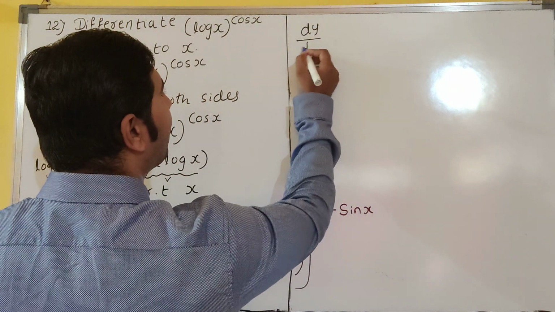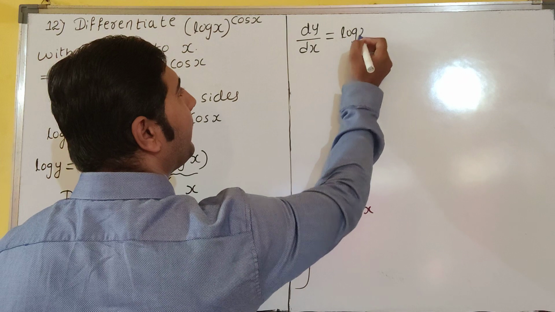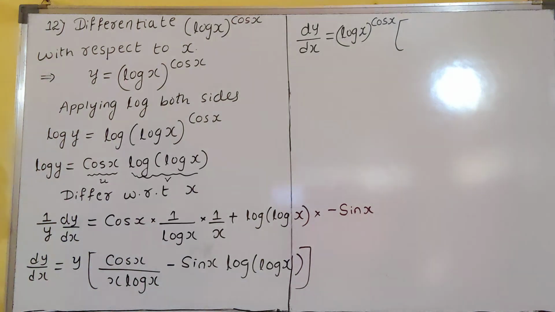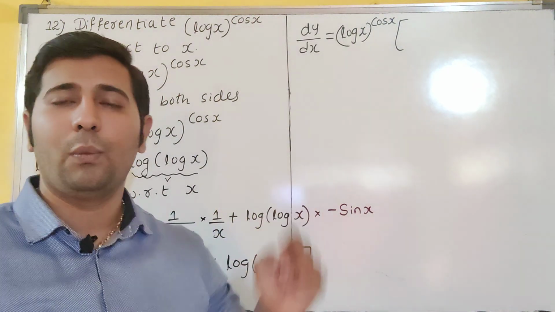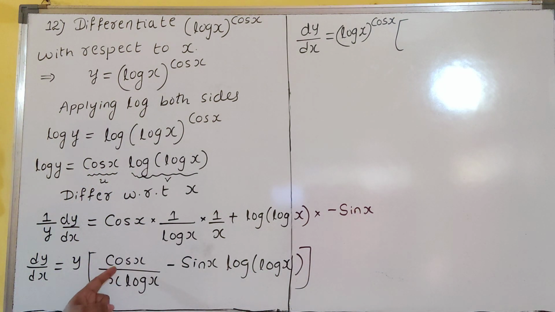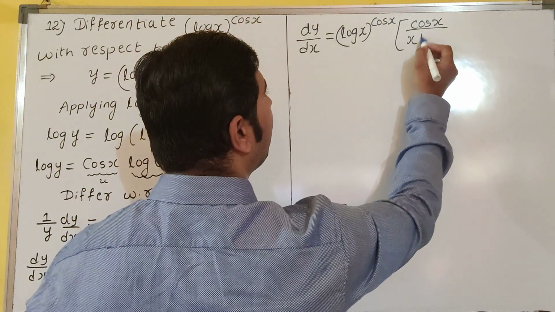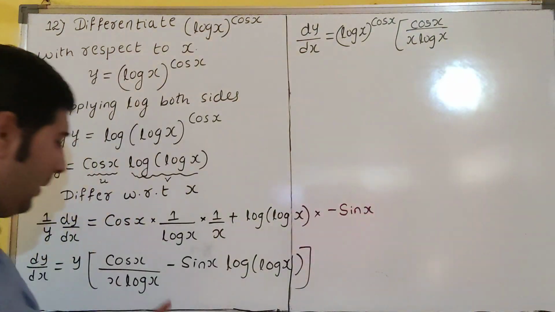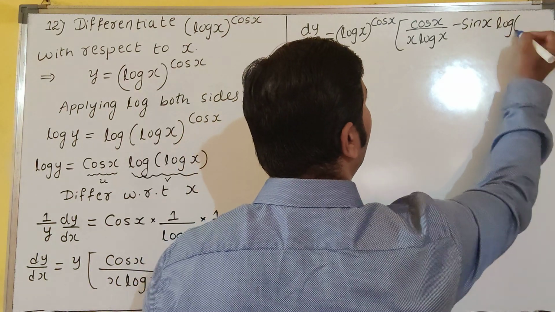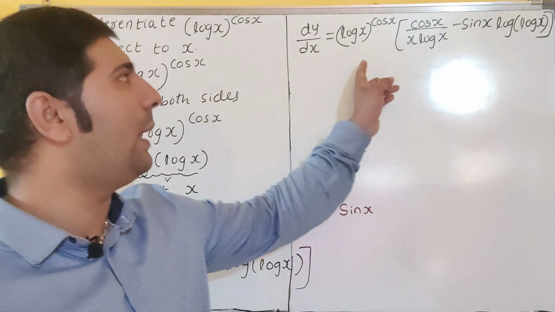So therefore dy by dx will become what? What is the y value? Log x raised to cos x. Please don't forget in the exam. Otherwise some of the lecturers will remove your marks, dear students. When you score more than 95 or 99, 100, that time they will check it. So cos x divided by x log x, dear students, minus sin x into log of log x, dear students. I hope it is clear. So this is your required answer, dear students.